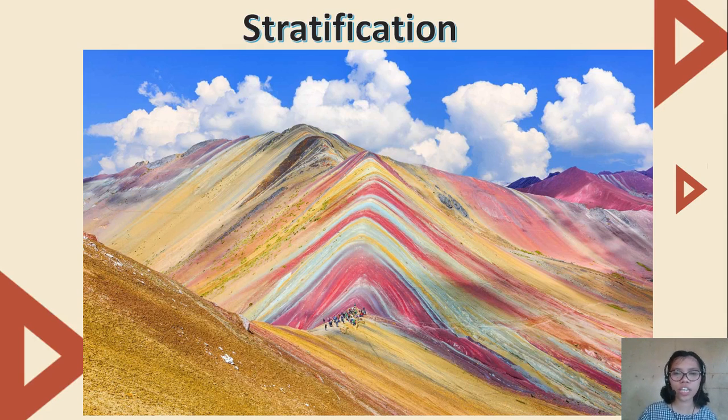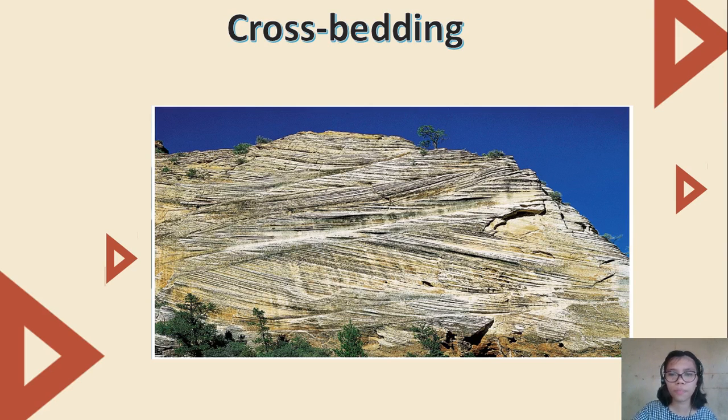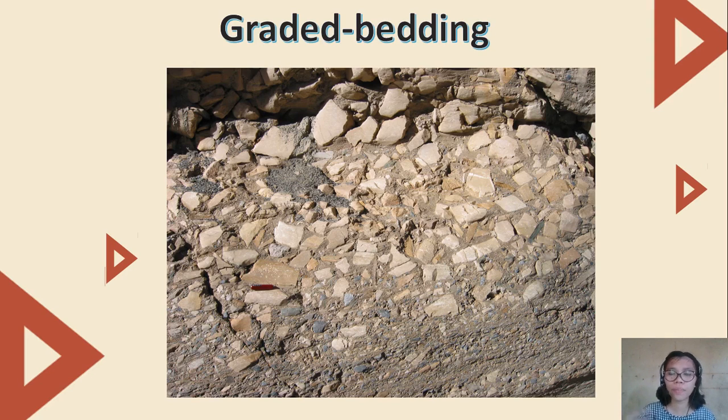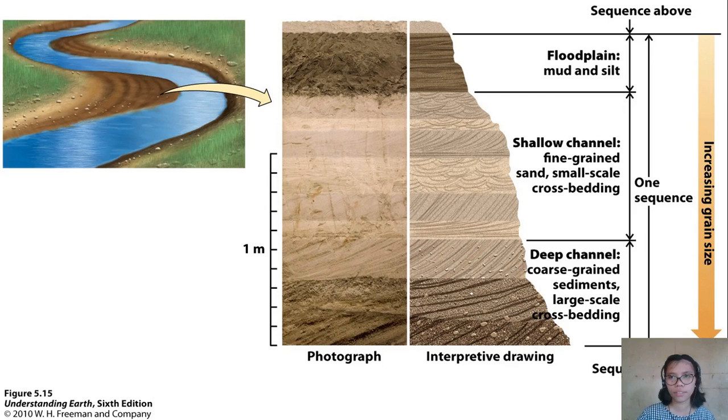First, stratification. It is a series of visible layers within a rock, and it is the most common sedimentary structure. Next, cross bedding: a series of thin inclined layers within a horizontal bed of rock, which is common in sandstone. Next, graded bedding, a progressive change in grain size from bottom to top of a bed. It is a sequence.